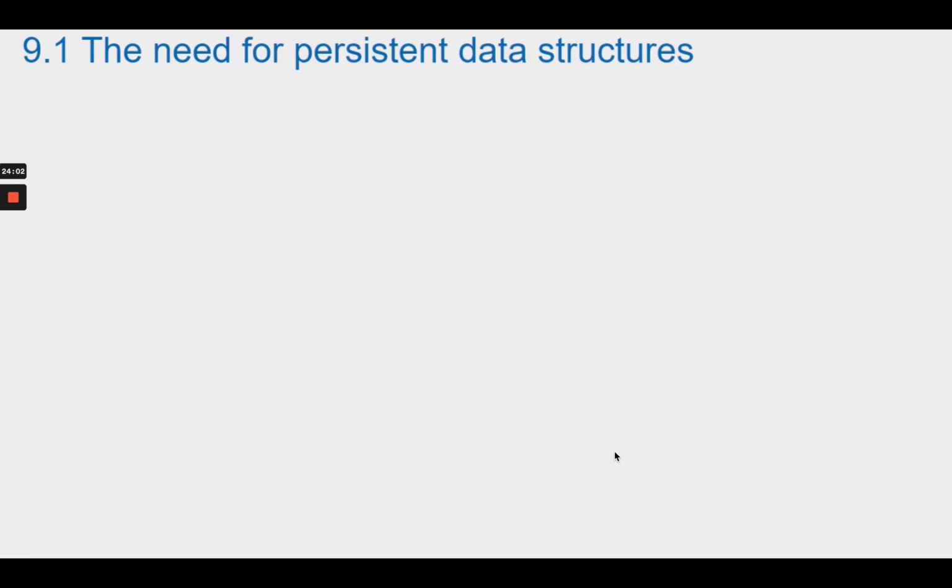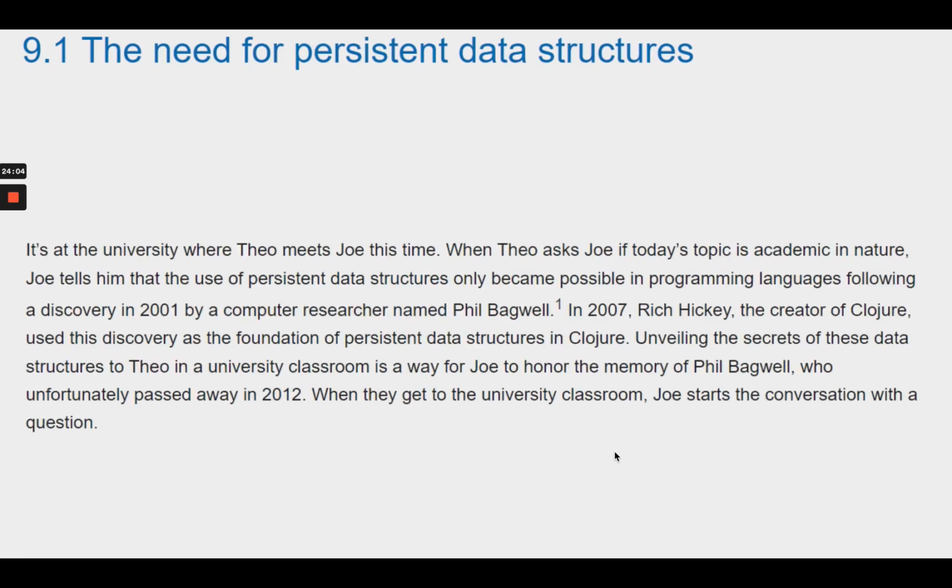Section 9.1. The need for persistent data structures. It's at the university where Theo meets Joe this time. When Theo asks Joe if today's topic is academic in nature, Joe tells him that the use of persistent data structures only became possible in programming languages following a discovery in 2001 by a computer researcher named Phil Bagwell. In 2007, Rich Hickey, the creator of Clojure, used this discovery as the foundation of persistent data structures in Clojure. Unveiling the secrets of these data structures to Theo in a university classroom is a way for Joe to honor the memory of Phil Bagwell, who unfortunately passed away in 2012.